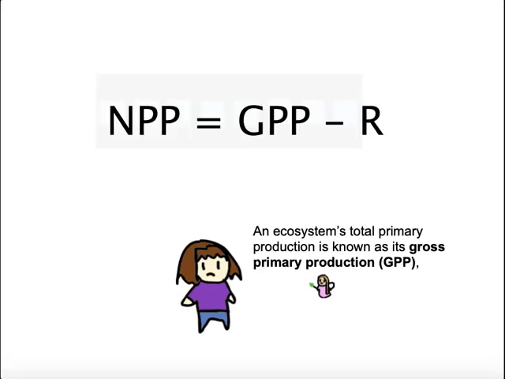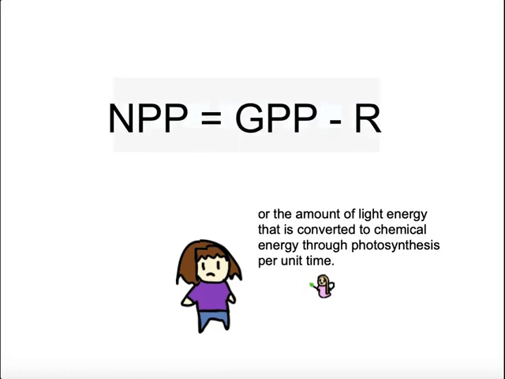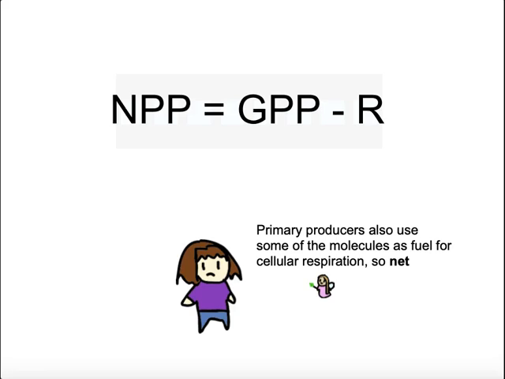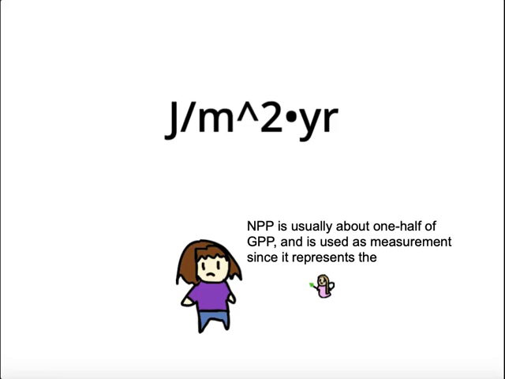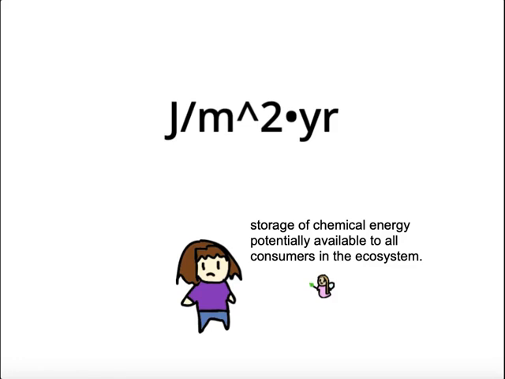An ecosystem's total primary production is known as its gross primary production, or GPP, the amount of light energy that is converted to chemical energy through photosynthesis per unit time. Primary producers also use some of the molecules as fuel for cellular respiration, so net primary production, or NPP, is equal to GPP minus the energy used by primary producers in respiration. NPP is usually about 1/2 of GPP, and is used as a measurement since it represents the storage of chemical energy potentially available to all consumers in the ecosystem.